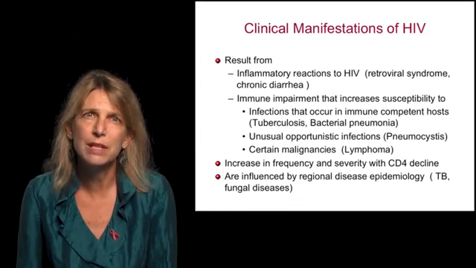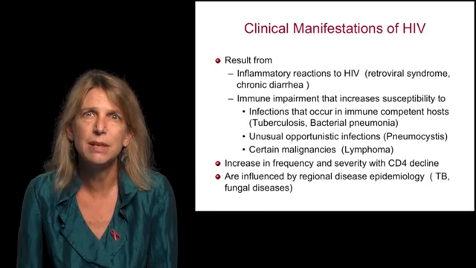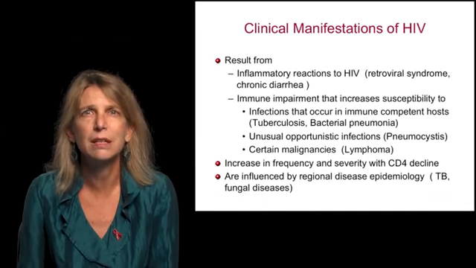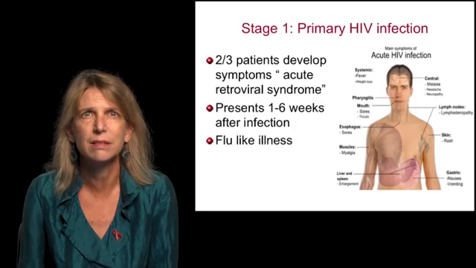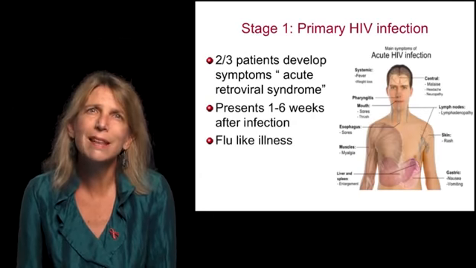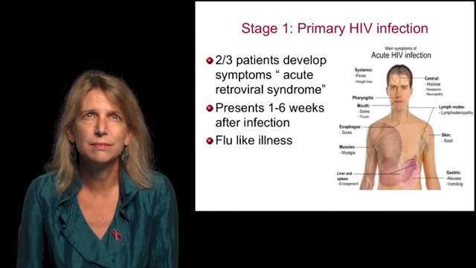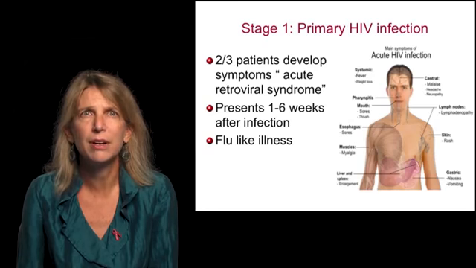They are influenced by regional disease epidemiology. For example, tuberculosis is more common in tuberculosis endemic areas. We can think of HIV in terms of stages. The first stage of HIV we can call primary infection.